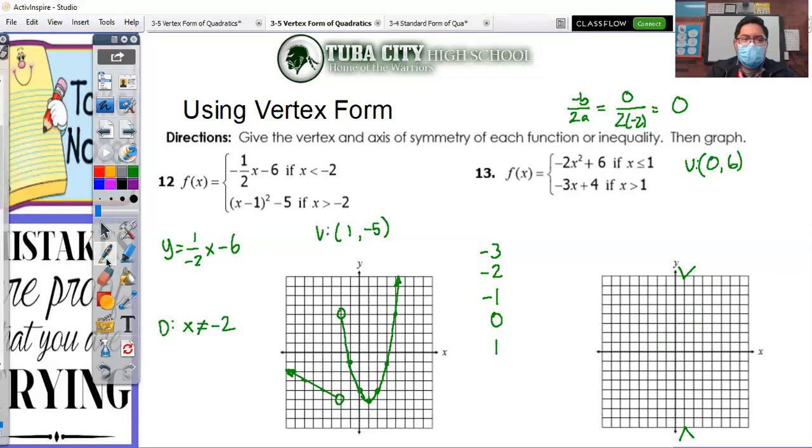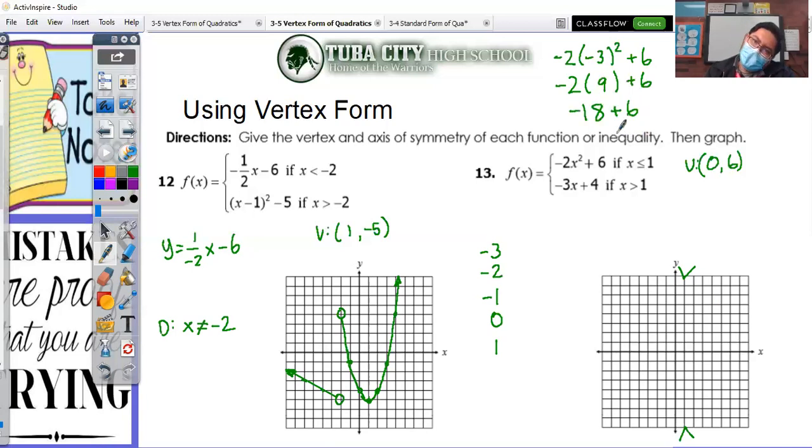So let's go ahead and plug some of these in and then see what we get out. -2 times our first number. So our first number is going to be -3 squared plus 6. -2. And then -3 times -3 is 9 plus 6. -18, because I'm going to multiply these and I get plus 6. And that's going to be 12.